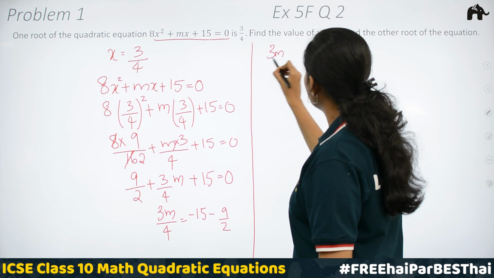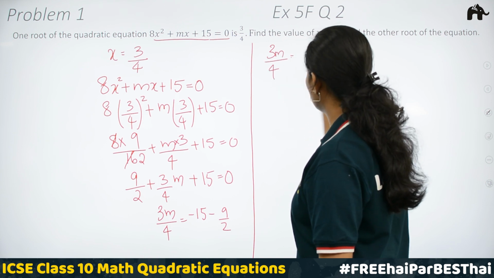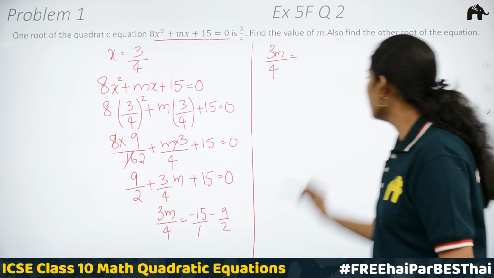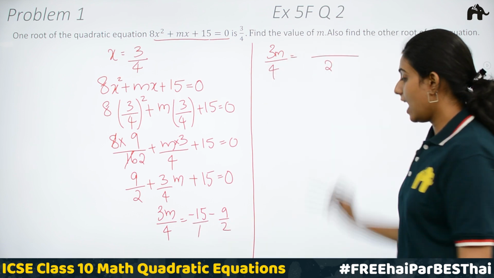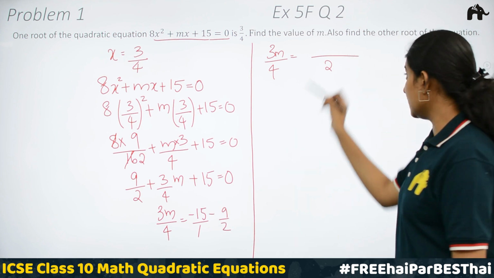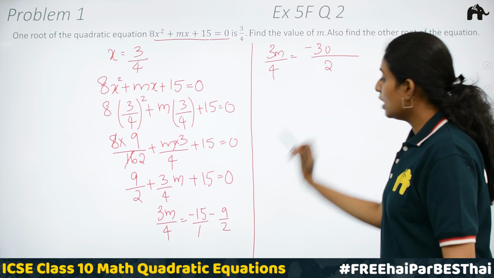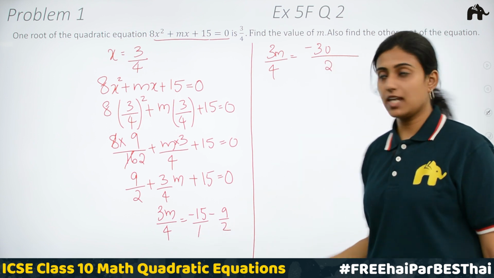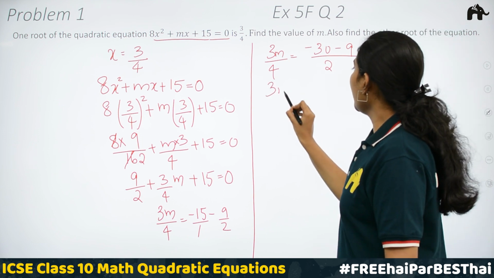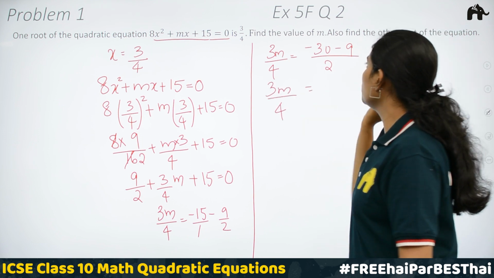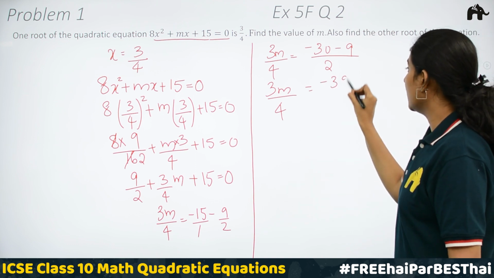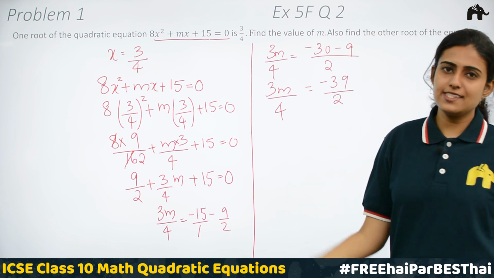3m divided by 4 is equal to, now taking LCM, here the denominator is 1, you get 2 as LCM. Minus 15 into 2 is minus 30. Minus 9 into 1 is minus 9. 3m by 4 is equal to minus 30 minus 9, that is minus 39 divided by 2. Now we can easily find m.